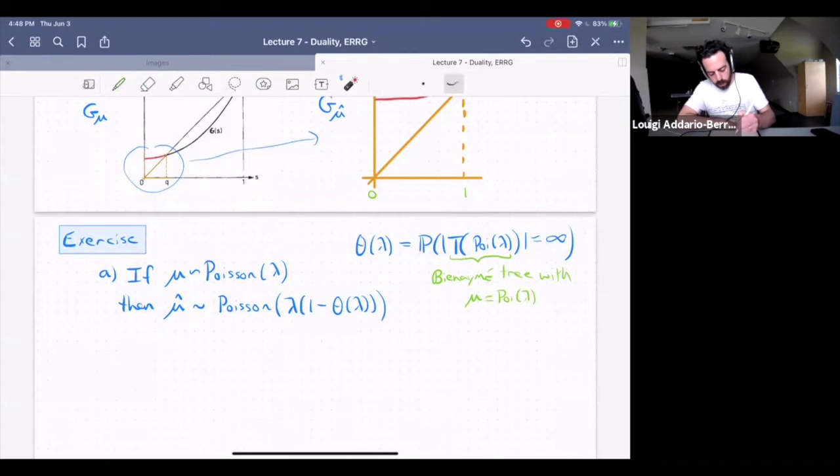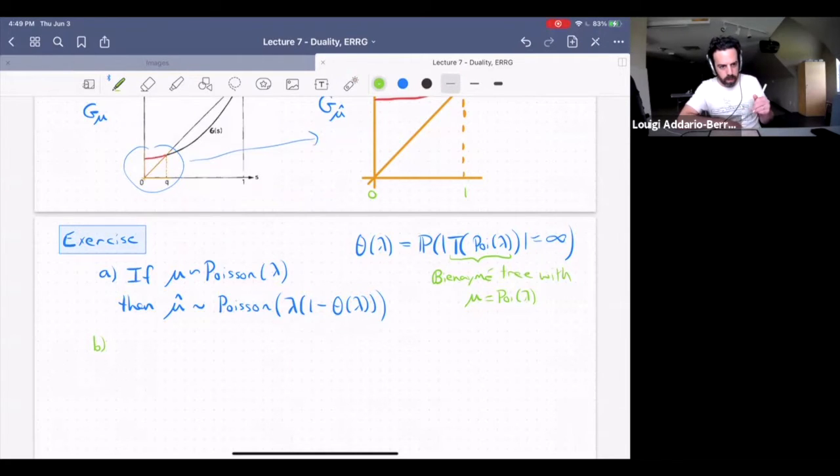So this describes how the mean changes. It's nice that you stay within the parameterized family of Poisson offspring distributions, but moreover, you have quite an explicit formula for how the mean changes when you condition on being finite. And if lambda was at most 1, then this theta here is 0, so 1 minus theta is 1, and you're just saying that nothing changes.